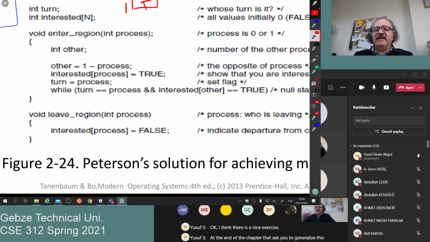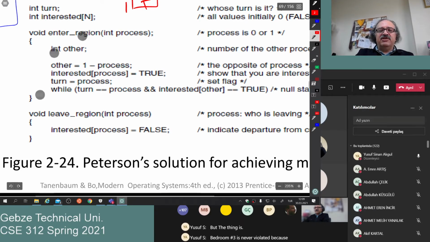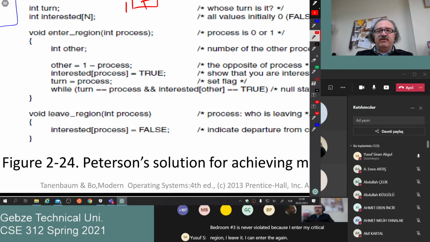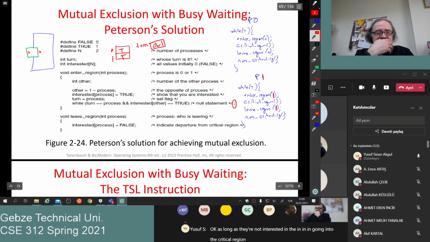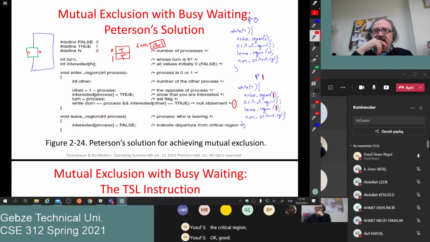But the thing is, rule number 3 is never violated, because I enter my critical region, I leave it, and I can enter it again without waiting for the other process to change stuff, as long as they are not interested in going into the critical region. Okay, good. This one is good, nice.